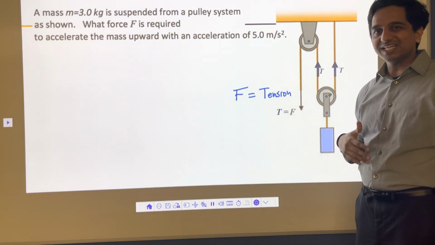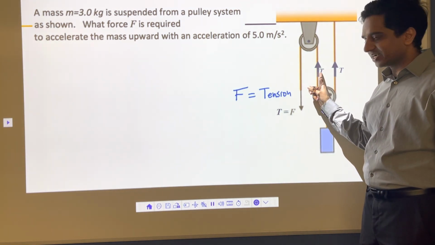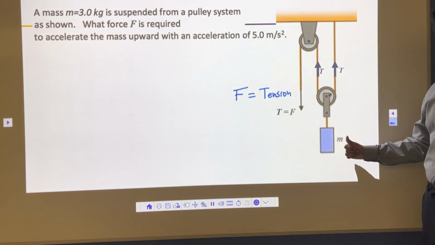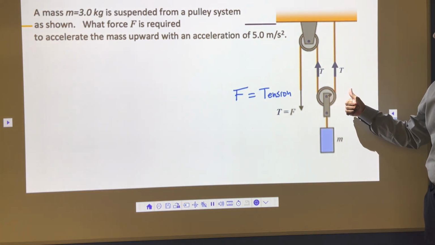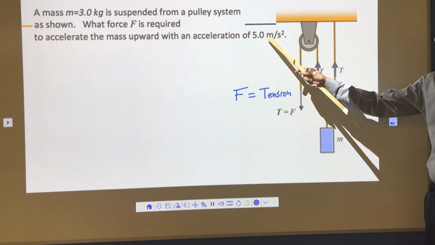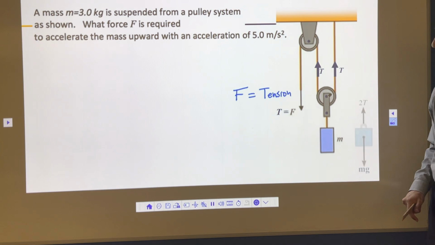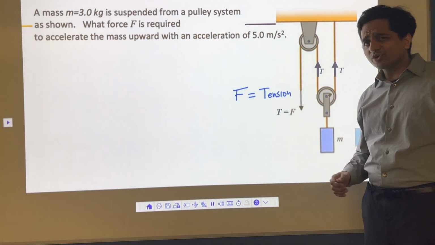It means that in this problem, we have to find out the tension force when the acceleration is 5 meter per second square. That's the problem. So acceleration is given, find out the force. That's the problem. So I'm going to draw a free body diagram.